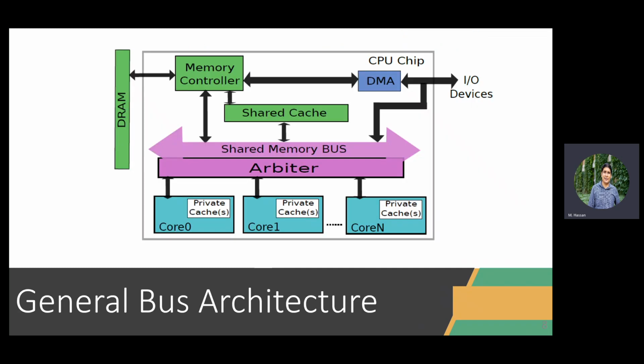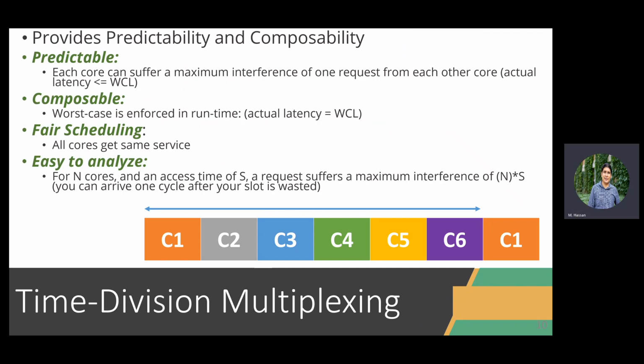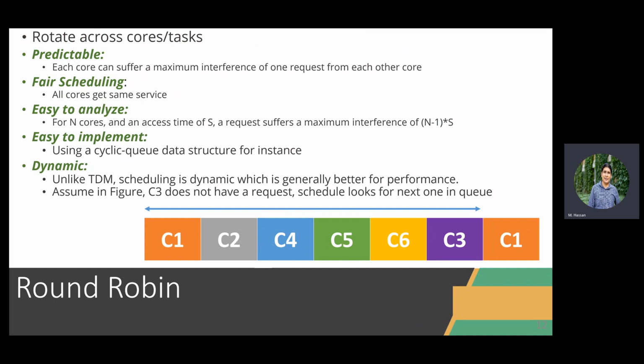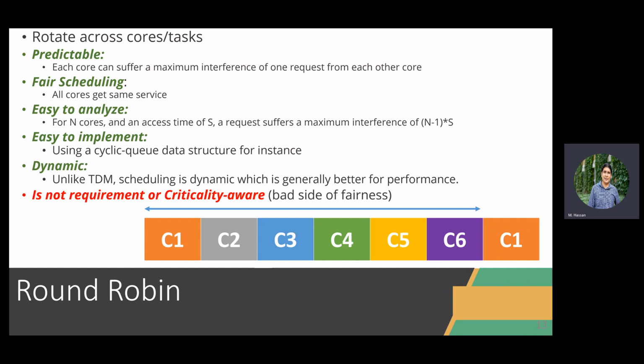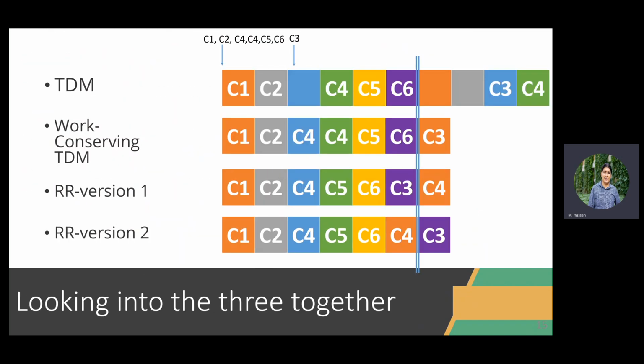And then we discussed a few types of arbiters. We discussed TDM, and then, well, advantages, disadvantages, and then we computed the worst case for TDM. Then round robin, it's more dynamic, with its advantages and disadvantages. And we discussed two different implementations of round robin, or work-conserving TDM.